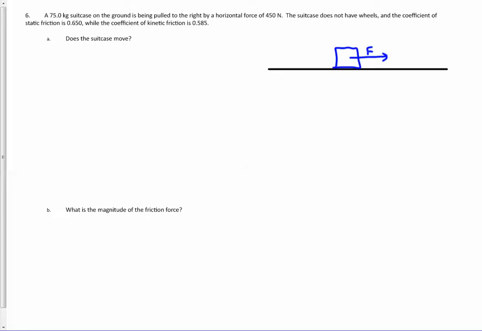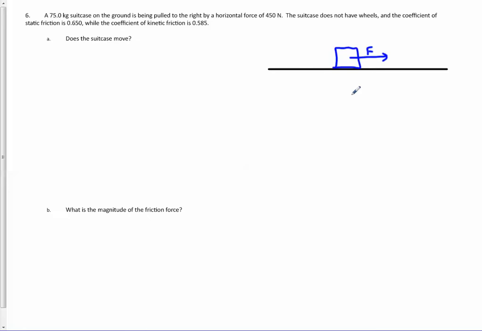And whether or not the suitcase moves, we know that the way we approach this is we assume it doesn't move and see what the static frictional force would be, and then we compare that to what we can figure out the maximum static frictional force can be and see if it is okay. If it exceeds the maximum, then it is moving. So let's assume it's not moving.